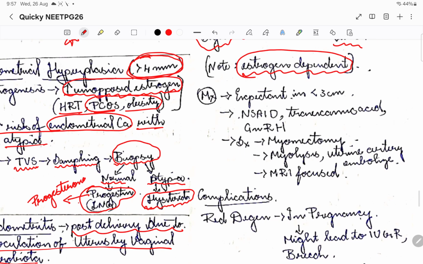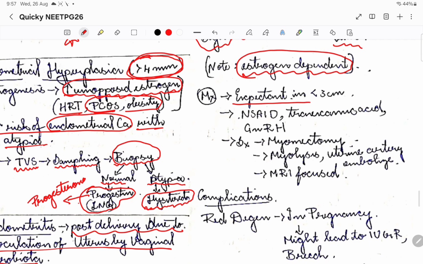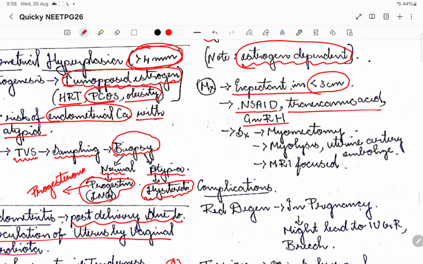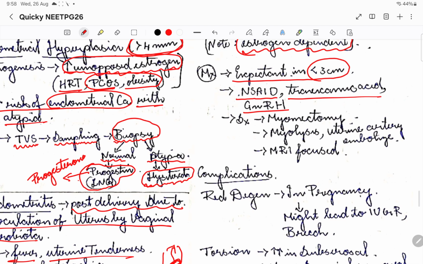So how do we manage? It is expectant in less than 3 centimeters, so no intervention will be done. We will give symptomatic treatment, that is NSAIDs, tranexamic acid, then GnRH will be given. The definitive management will be surgical management, which will be myomectomy. Myomectomy, myolysis or uterine artery embolization is what we do, or MRI focused therapy also can be done.